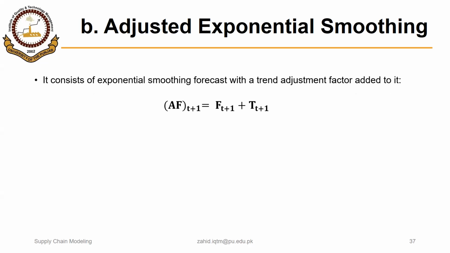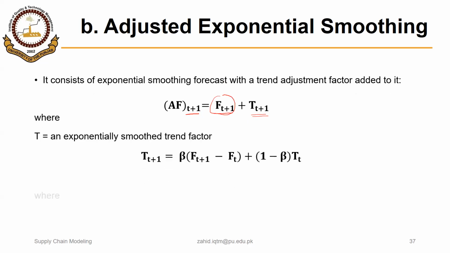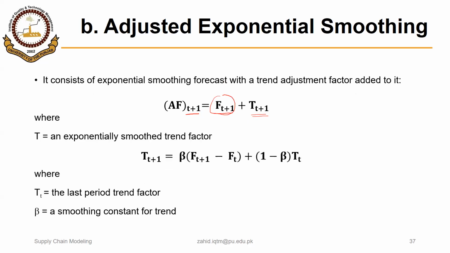So the adjusted forecast for the next period, that is period t plus 1, is equal to the forecast for that period using simple exponential smoothing. So this term comes from using simple exponential smoothing, and we add the trend factor into that to find the adjusted forecast. And how can we find the trend factor?